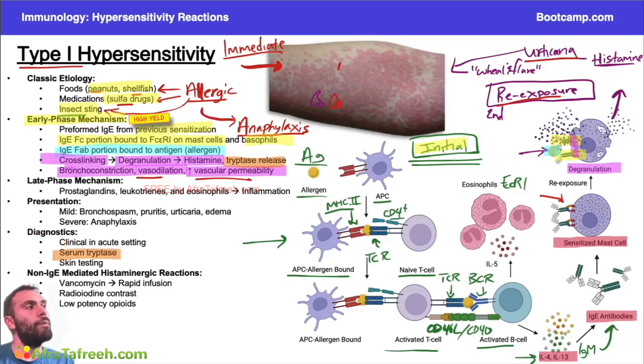In general, though, when you're talking about things like anaphylaxis, it's usually more of a clinical diagnosis. You're looking for things like urticaria, difficulty breathing, shortness of breath, edema, etc.